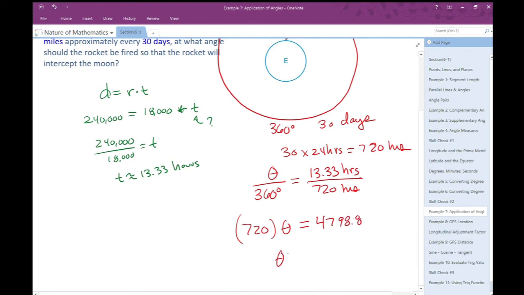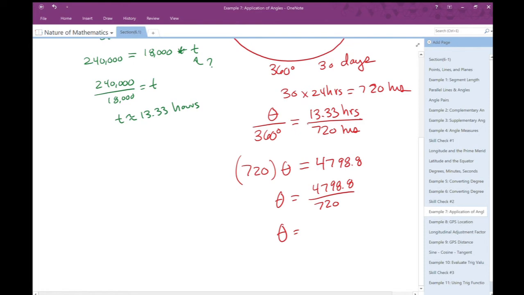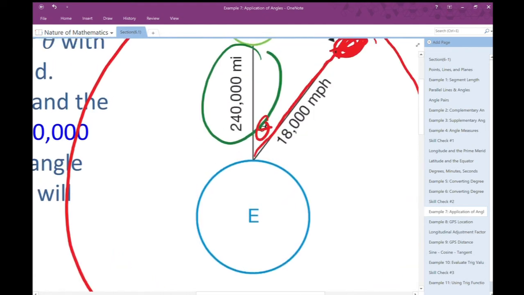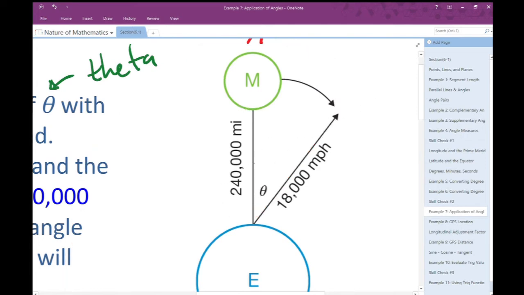4,798.8, and now theta equals 4,798.8 divided by 720. And that gives us theta is equal to 6.665 or 6.7 degrees. So if we're looking straight up at the moon, let's erase some of this here. If we're looking straight up at the moon, we should tilt the angle 6.7 degrees away from it so that it will intercept the moon as it's passing overhead.